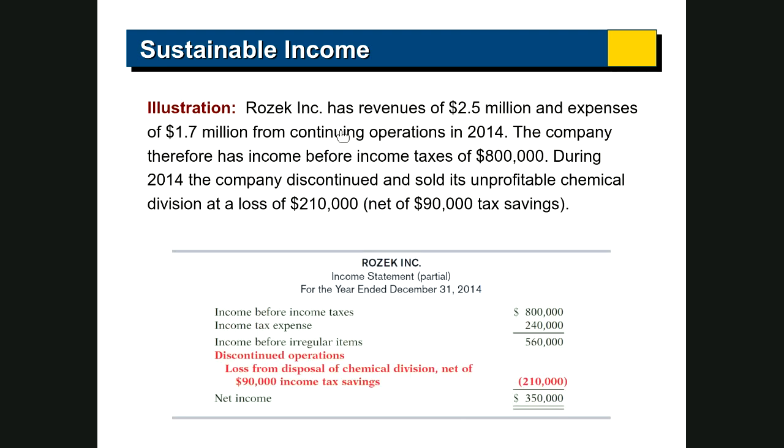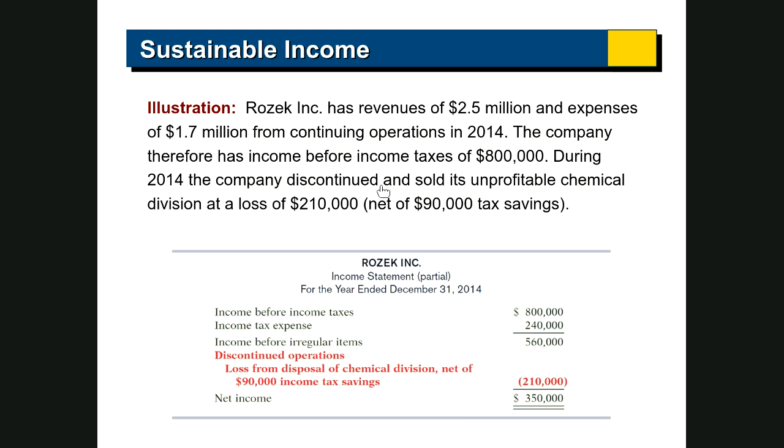Rosec Incorporated has revenue of 2.5 million and expenses of 1.7 million from the continued operation in 2014. So you see here, income before income taxes, this is from operations, and income tax on that income. So now we have income before irregular items, shown in one line. Then we have the discontinued operation. What does it say? The company therefore had income before income taxes of 800,000 during 2014.